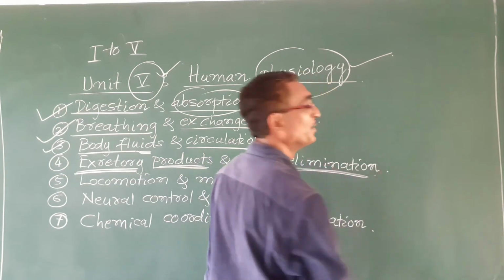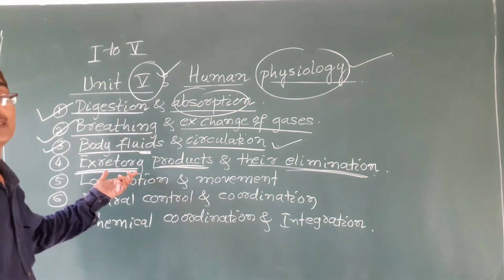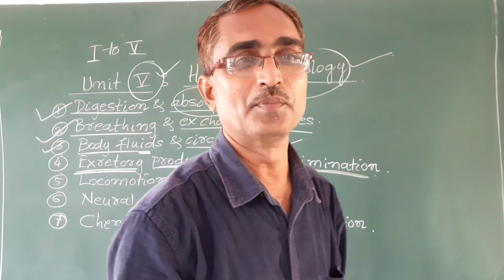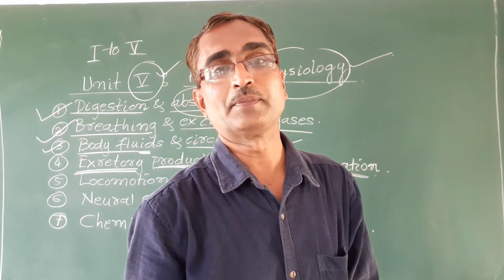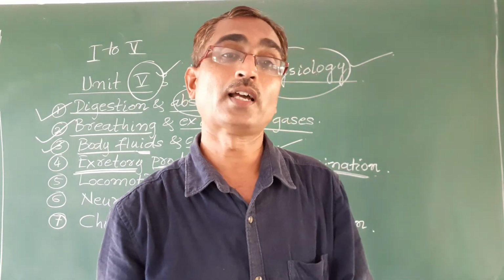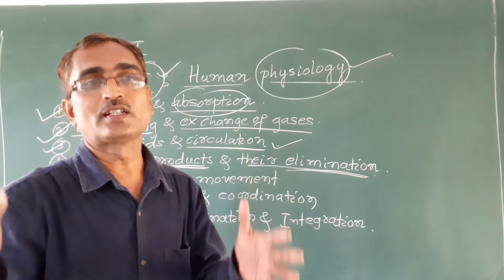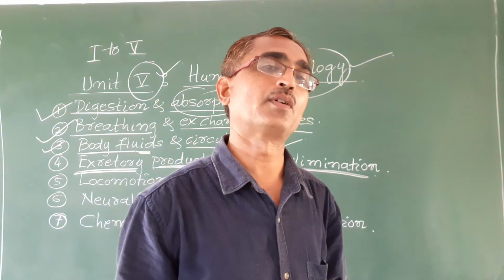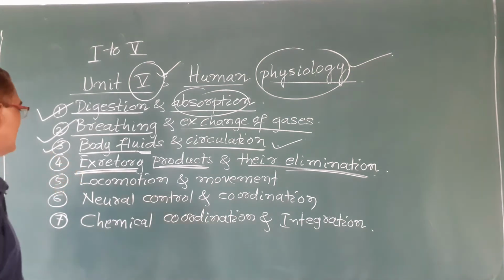Elimination means removal, isn't it? Urine is one of the important unwanted or harmful products produced in our body. We will study how urine formation takes place and how it is eliminated from our body, and the excretory system, the organs involved in excretion. In detail we will study all these things in this chapter, excretory products and their elimination.